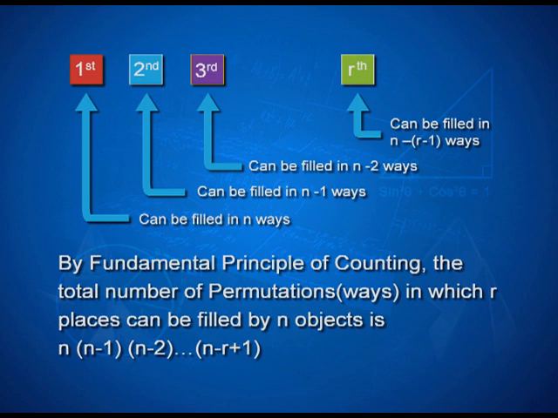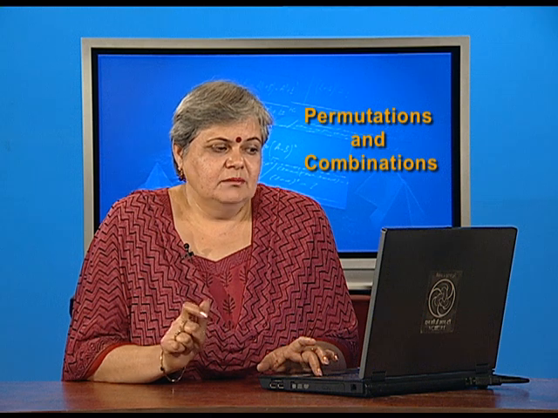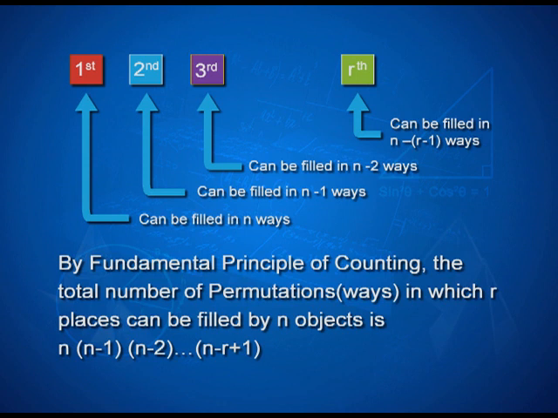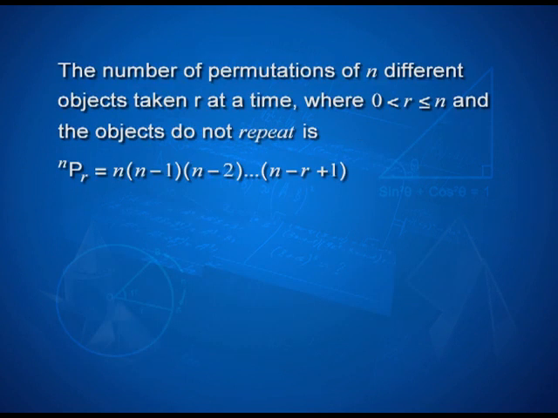And therefore, the principle of counting, which told us that if there are 2 or more events that can be done in m and n ways, then the number of ways they can be simultaneously done will be m times n, tells us that the total number of permutations in which r places can be filled by n objects is this continuous product n into n minus 1 into n minus 2 up to n minus r plus 1. And this is what we have defined as nPr. So, nPr becomes this product.